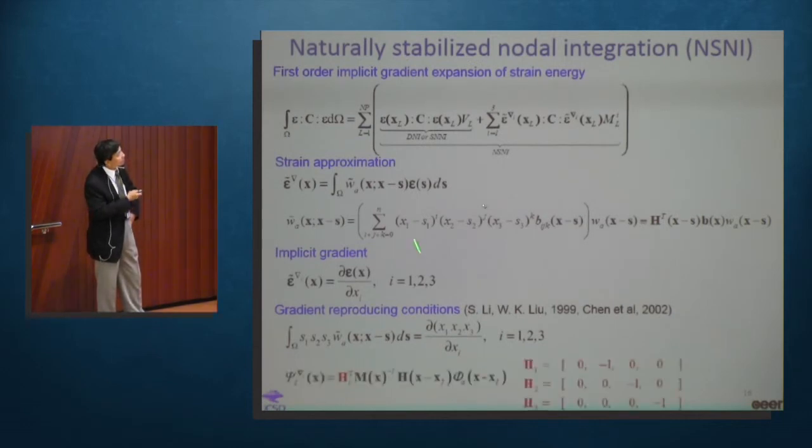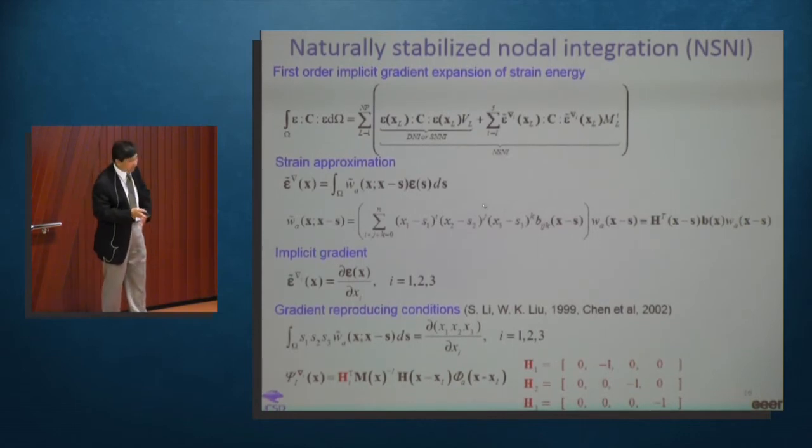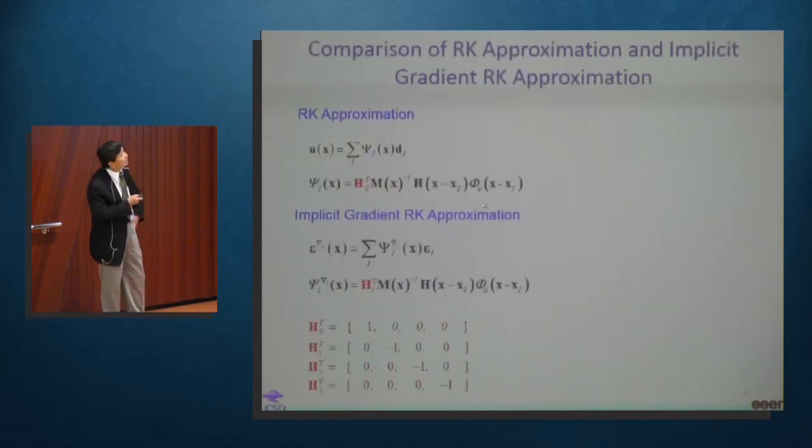And with that, you can finally construct the approximation function for strain gradient with the form that looks exactly like a reproducing kernel shape function, except that the first term is not 1, 0, 0, it is some other different vector. So computationally, this costs almost no extra cost compared to the original construction of reproducing kernel. Here I have a comparison. This is standard reproducing kernel approximation, where the approximation function looks like this. This is now the approximation function for gradient, and it looks like this.